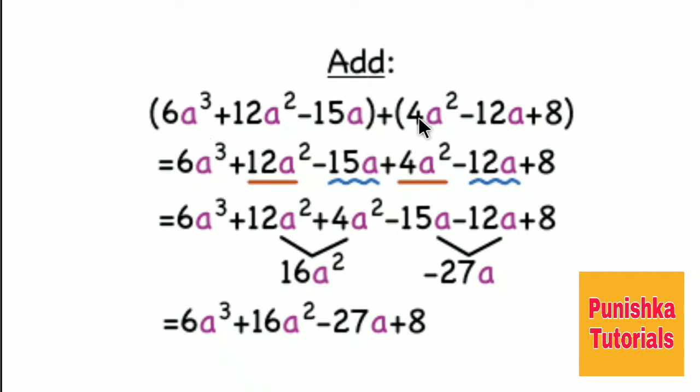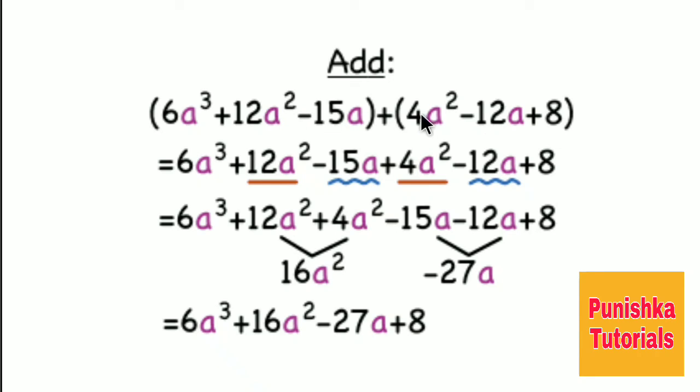Here we have two polynomials, 6a cube plus 12a square minus 15a, and 4a square minus 12a plus 8. Here we have to add the two polynomials horizontally. In this method also we will follow the same steps of addition of polynomials. The steps are: in the first step, we arrange the polynomial in the decreasing order of their powers. Second step, you have to bring all the like terms together. Third step, you will add all the like terms.